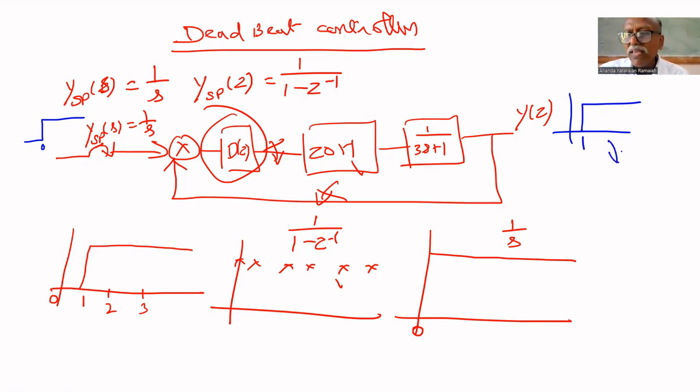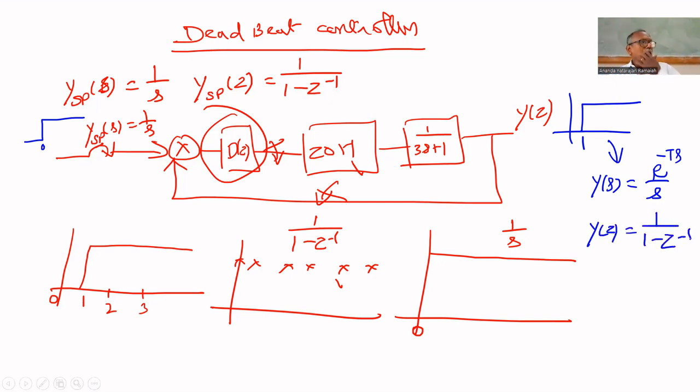Therefore, what is y of s? It is also a step, but not 1 by s; it is delayed, by one sampling period. That's why e power minus Ts by s. This is in the s domain. What is it in the z domain? For a step, y of z equals 1 by 1 minus z power minus 1. A delay by one sampling period means we have to multiply by z power minus 1.